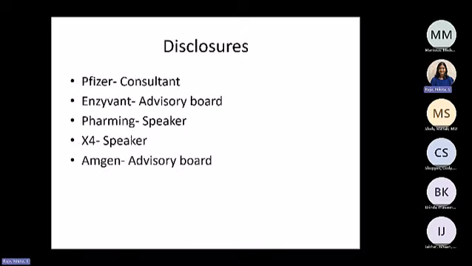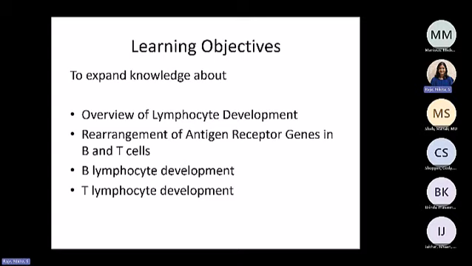Disclosures here, nothing relevant to the talk today. Learning objectives are to expand our knowledge about the overview of lymphocyte development, rearrangement of the receptor genes, then we'll talk about B cell particularly, and then T cell.